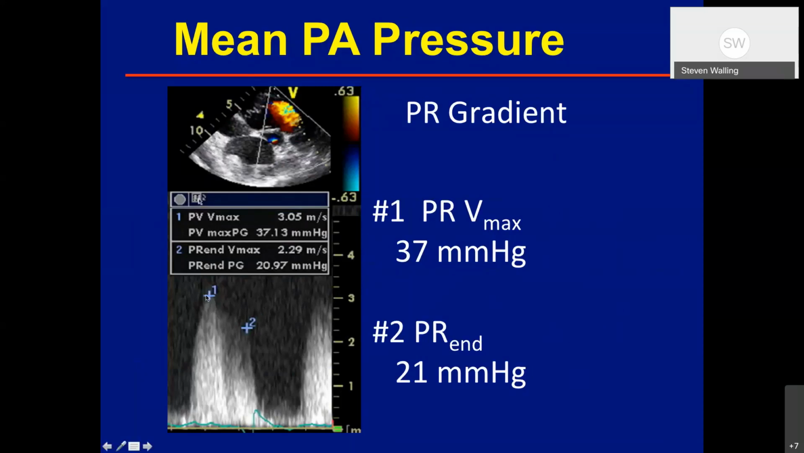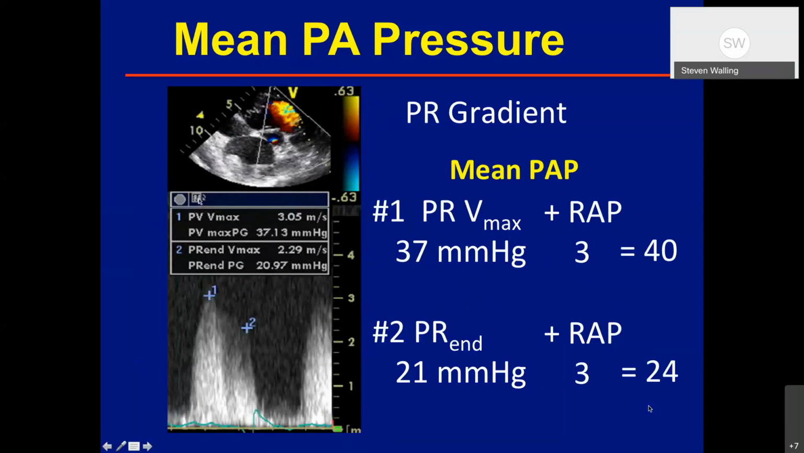You also put on here the peak of the pulmonary regurgitation. If you put this velocity there, you get the peak one, 37 plus 3, and you're going to get a 40. And if you're at the end of the diastole and you get this one, you do the end of diastole, and plus 3 again, 21 plus 3 is 24. So that is how you get the mean PA pressure and the diastolic PA pressure.